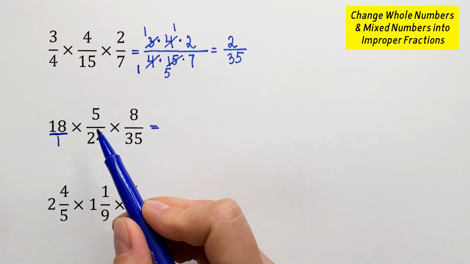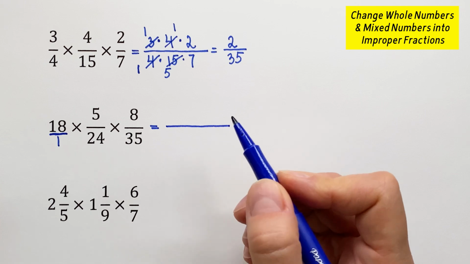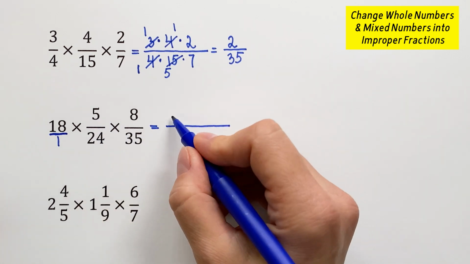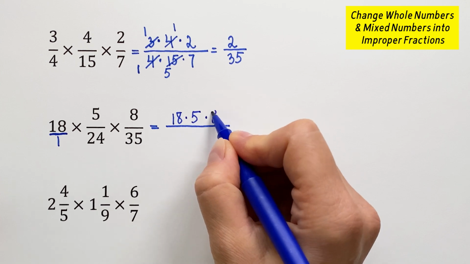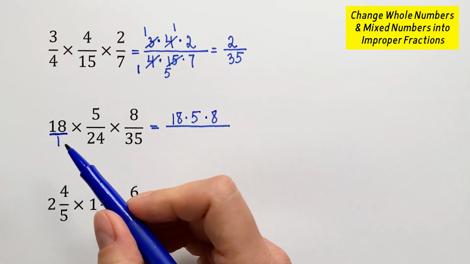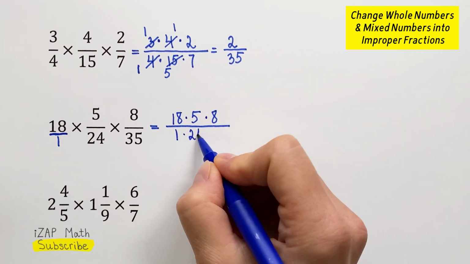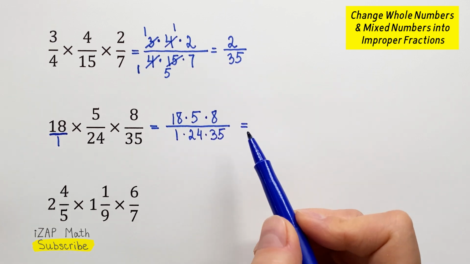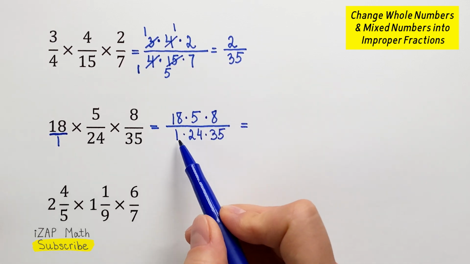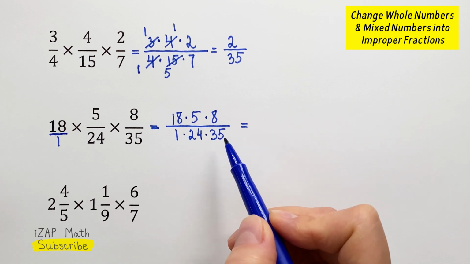So what do we do? We multiply the numerators first. So draw a fraction bar, multiply the numerators. 18 times 5 times 8. Then we multiply the denominators. 1 times 24 times 35. Like that. Very good, very good. Now let's look at any numerator and any denominator and see if we can reduce by the same number, if we can divide by the same number.